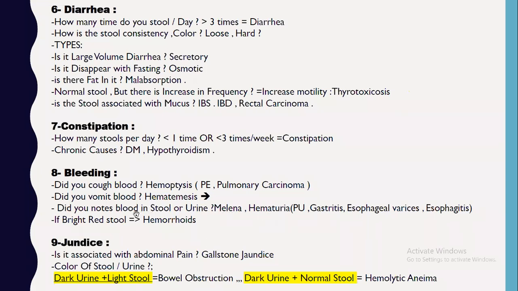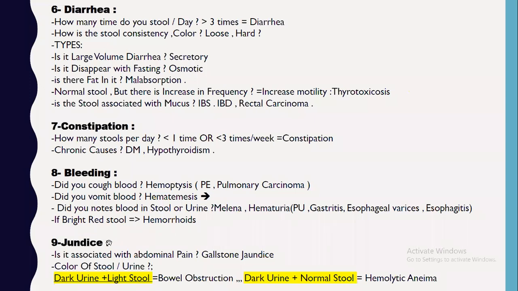So blood in the stool, this is melena. Blood in the urine, this is hematuria. Okay, you think about peptic ulcer, gastritis, esophageal varices, esophagitis. If it's bright red stool, you think about hemorrhoids.